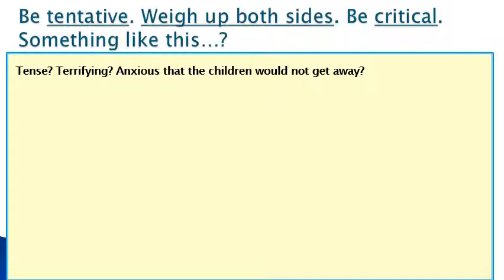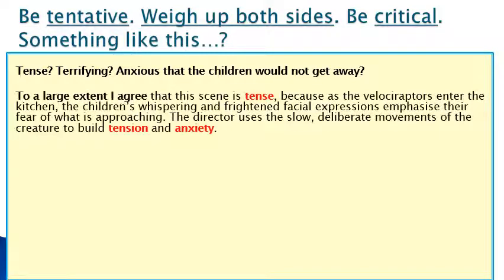So, is it tense? Is it terrifying? Are you anxious that the children would not get away? To a large extent, I agree that this scene is tense. Notice the things in red are the use of the keywords. Because as the velociraptors enter the kitchen, the children's whispering and frightened facial expressions emphasise their fear of what is approaching. The director uses the slow, deliberate movements of the creature to build tension and anxiety.